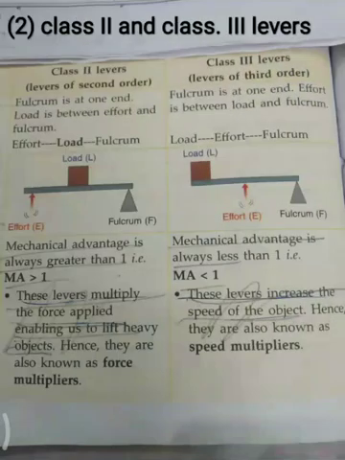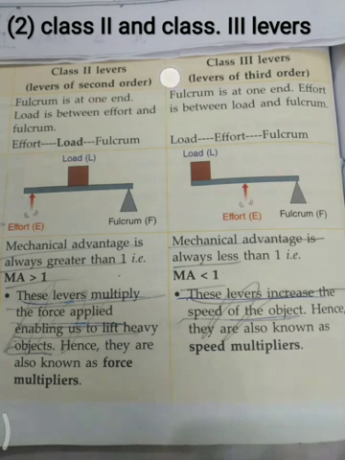Second, differentiate between class 2 and class 3 levers. Class 2 lever, fulcrum is at one end, load is between effort and fulcrum. Diagrams you have to draw. Mechanical advantage is always greater than 1. So class 2 levers multiply force applied, enabling us to lift heavy object. So they are also known as force multiplier.